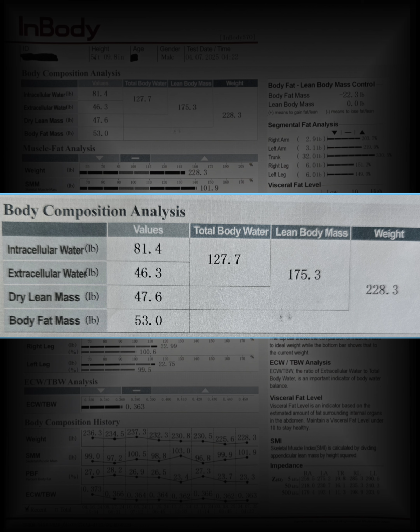So you see here the body weight's 228.3 pounds. And if you break it up, the ICW makes up 81 pounds. Extracellular water is 46 pounds. And then this person's dry lean mass is 47.6 pounds. And his body fat mass is 53 pounds. That makes up the 228.3 pounds. This is going to be a tool that we use to track and figure out where we need to go.